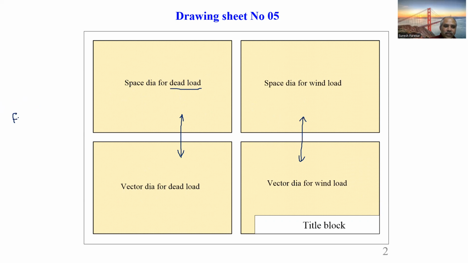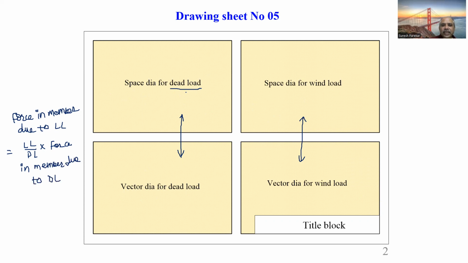So simply, force in member due to live load equals live load upon dead load into force in member due to dead load, because here we have to actually only change the scale. Now you have the first question: why are you going to use the graphical method?